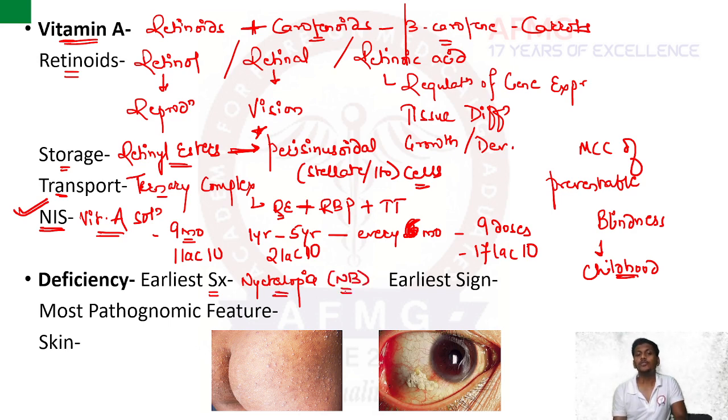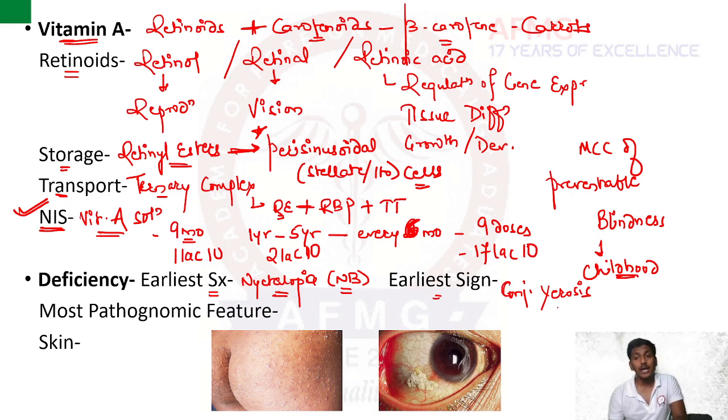So if they ask you the first or the earliest symptom of vitamin A deficiency, the answer should be nyctalopia or night blindness. Whereas the earliest sign of vitamin A deficiency: there is dryness of eyes, as I told you. So there would be conjunctival as well as corneal dryness, right? This condition is known as xerophthalmia. So the first or the earliest sign of xerophthalmia would be conjunctival xerosis, dryness of the conjunctiva.